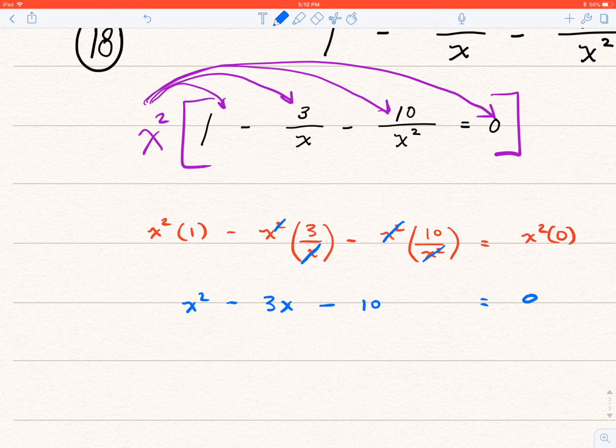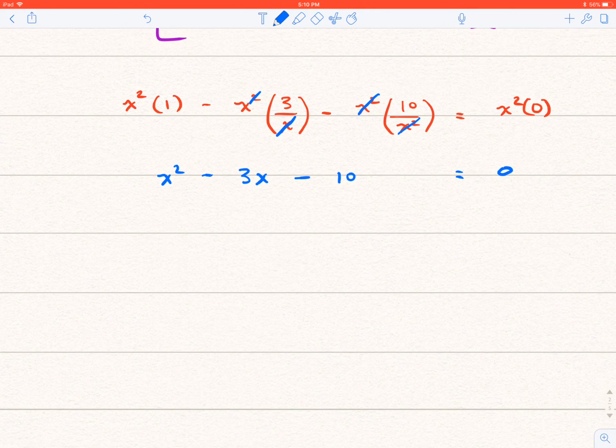And oh my goodness, look at what we have. We have a quadratic. How many methods do we have for solving quadratics? Yes, we have 4 methods. I'm personally going to choose factoring. You know that's my favorite. You're not locked into factoring. You could have chosen completing the square or the quadratic formula, but I like factoring.